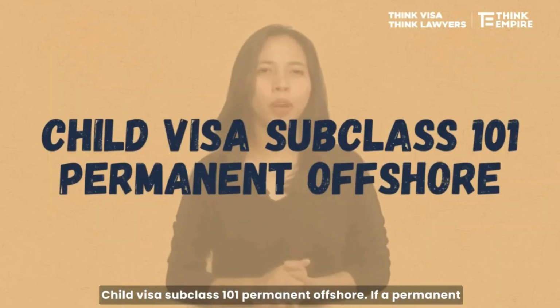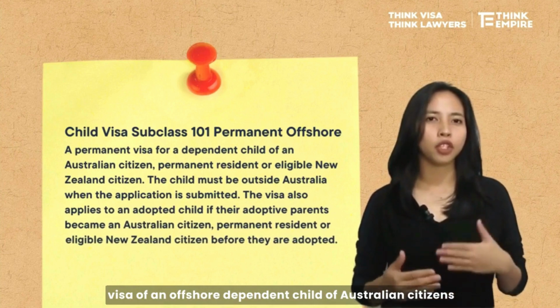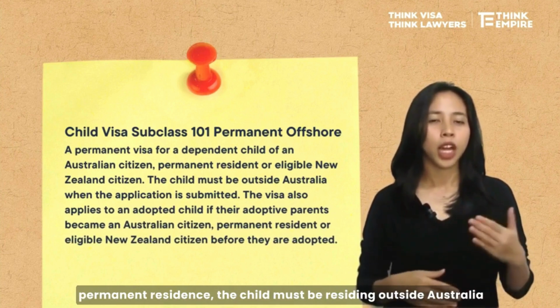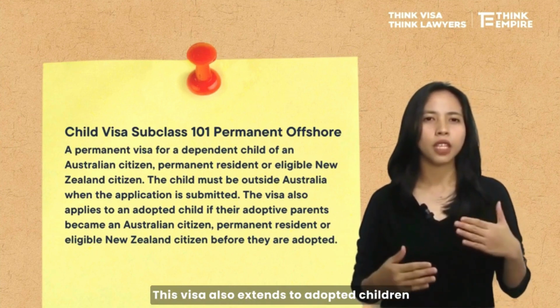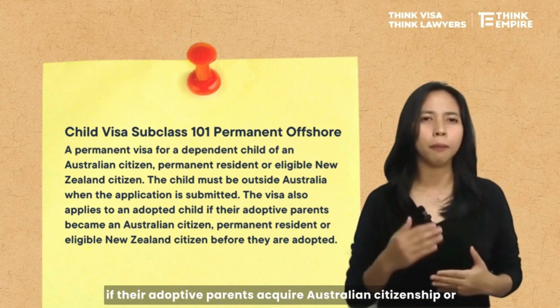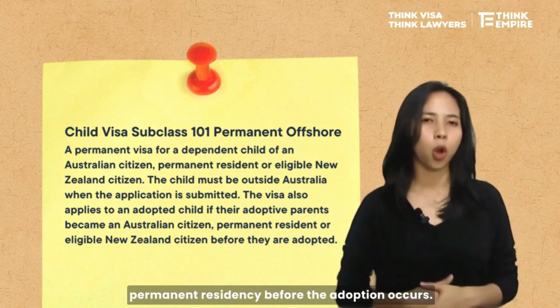Child visa subclass 101, permanent offshore. This is a permanent visa for an offshore dependent child of Australian citizens or permanent residents. The child must be residing outside Australia at the time of application submission. This visa also extends to adopted children if their adoptive parents acquire Australian citizenship or permanent residency before the adoption occurs.